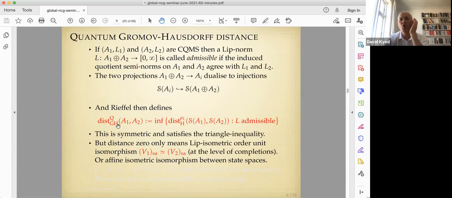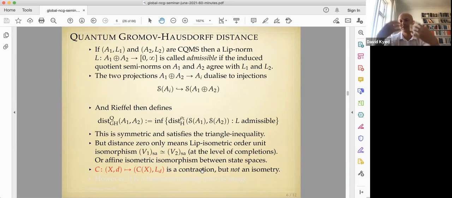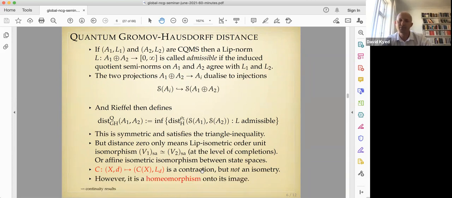You might also hope that the assignment that to a compact metric space associates the corresponding quantum metric space is an isometry, but it's not. It is only a contraction, it turns out. So this basically just means that even if you have two classical spaces, you might be able to find a shortcut between them by passing into the quantum world. So it does decrease the distance, but not in a too horrible way, because it is a homeomorphism onto its image.